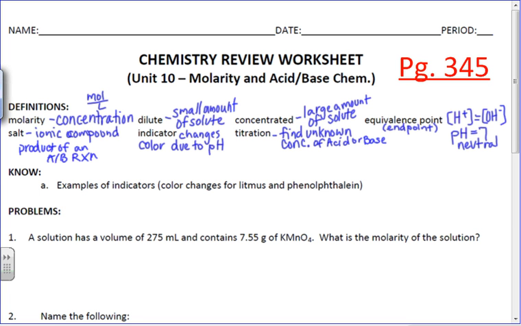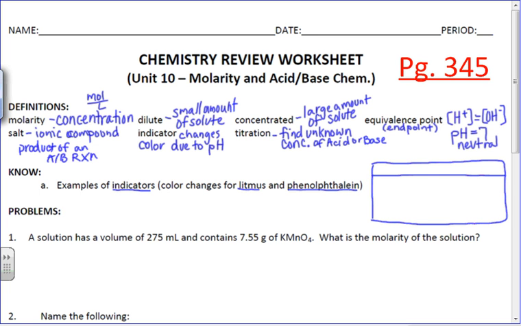Okay, let's talk some more about indicators. We used pH paper, but we also have our litmus paper and our phenolphthalein. So let's make a little chart over here on the side. We're going to have two rows here, one for acid, one for base. And then we're going to have two columns. One to talk about litmus paper, and one to talk about phenolphthalein. We can abbreviate there.